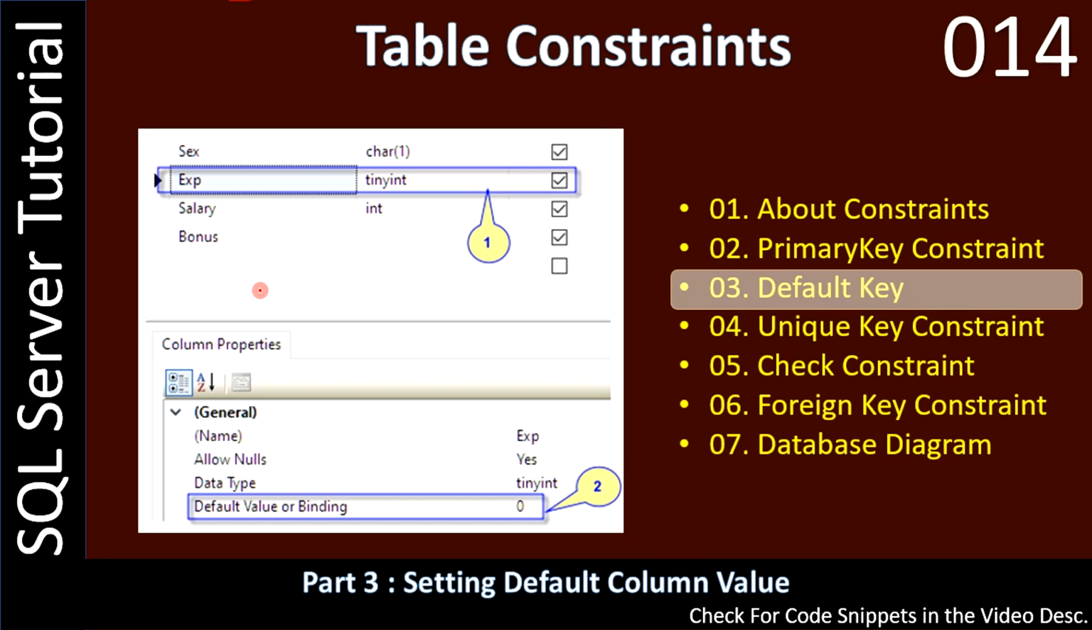In this video, we are going to see how to set a default key for a specific column. First, we will use SQL Server Management Studio. Then we will look into the TSQL script to set the default value. Here in the screenshot, we are going to set a default value for the experience column, and we will go with the default binding of 0.